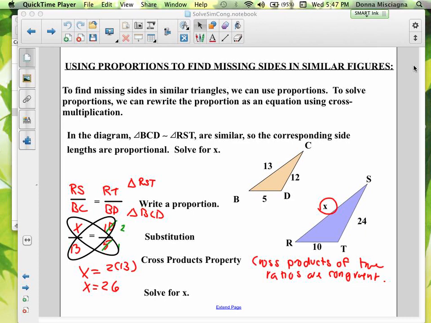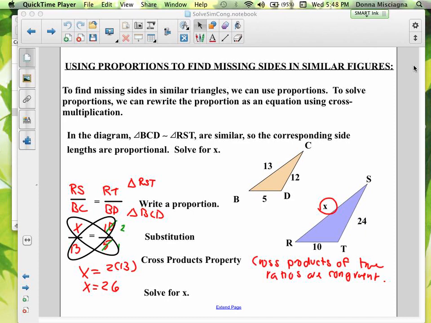So here we set up our corresponding parts. When you set up your proportion, make sure you have one triangle in the numerator, one triangle in the denominator. It'll just make it much easier for you, because it's very important. This only works if we have a common thread in the numerator, a common thread in the denominator, and a common thread in each fraction. So here our common thread in the numerator is that both RS and RT are sides in triangle RST. Our common thread in the denominator is that both BC and BD are sides in triangle BCD.